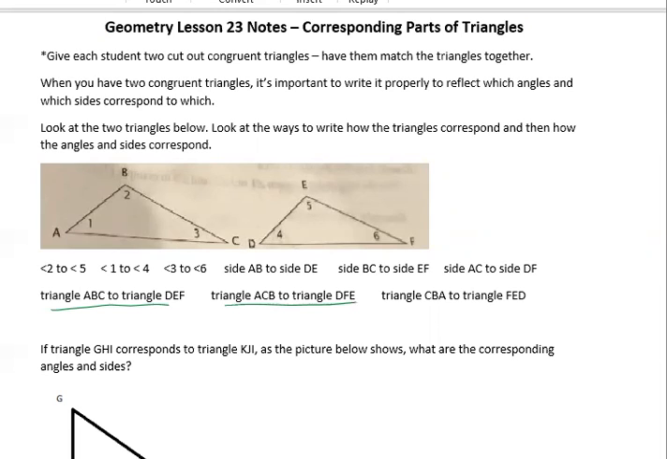If I started over here and said CBA, then on this one, I'd have to start over here on that smaller angle and say FED. I can also relate all the sides: side AB to DE, side BC to EF, side AC to DF, and then I can relate all of the angles. Angle 2 relates to 5, 1 corresponds to 4, and 3 corresponds to 6. And then if they were congruent triangles, I could list all those parts as congruent as well.